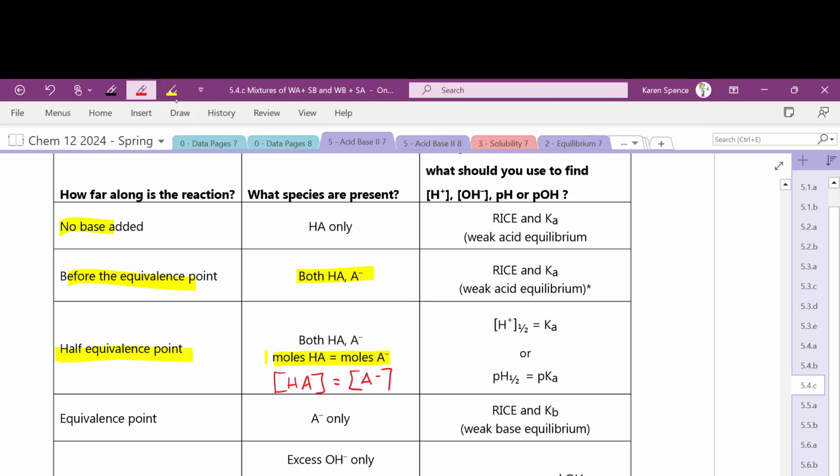At the equivalence point, you have only A minus because you've turned all the acid into base. You would use RICE and Kb. After the equivalence point, you have excess OH and A minus also present, but it is insignificant. So you just take your moles of OH over the total volume, and that's it. So we've looked at titration curves here, but we haven't looked at the actual diagrams themselves. We'll get to that very soon.